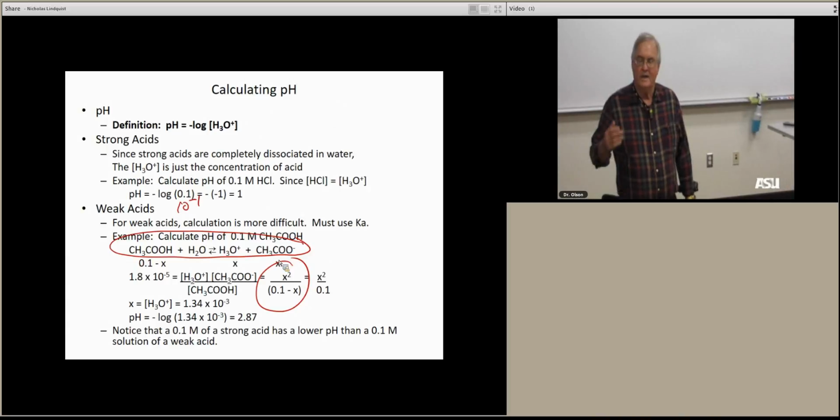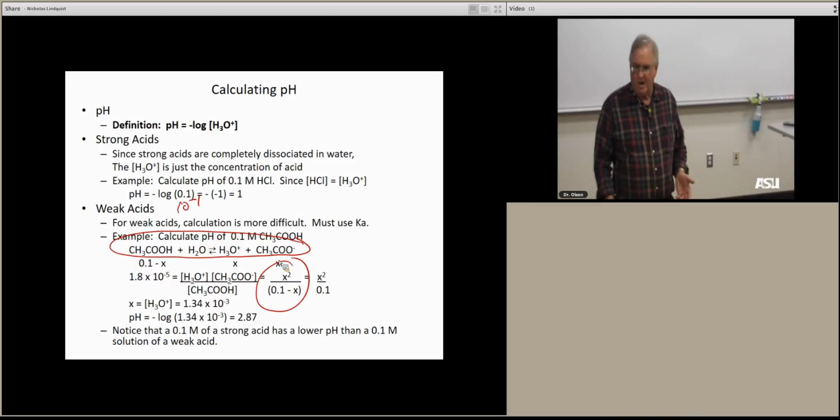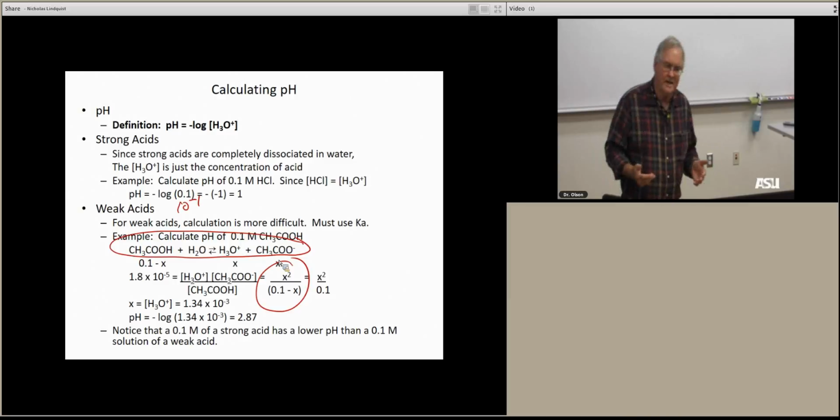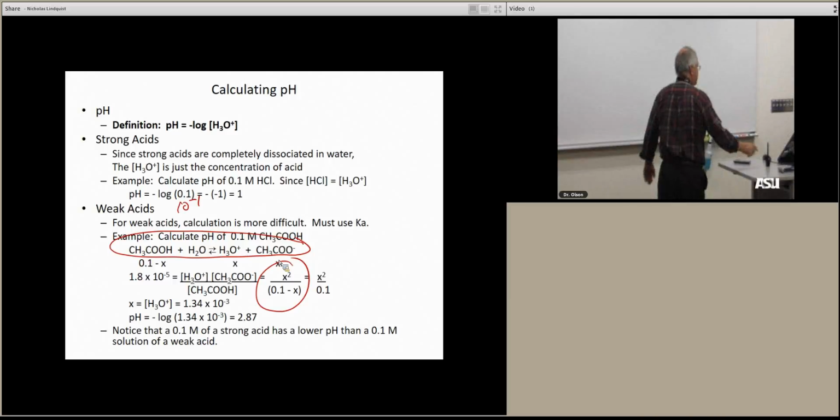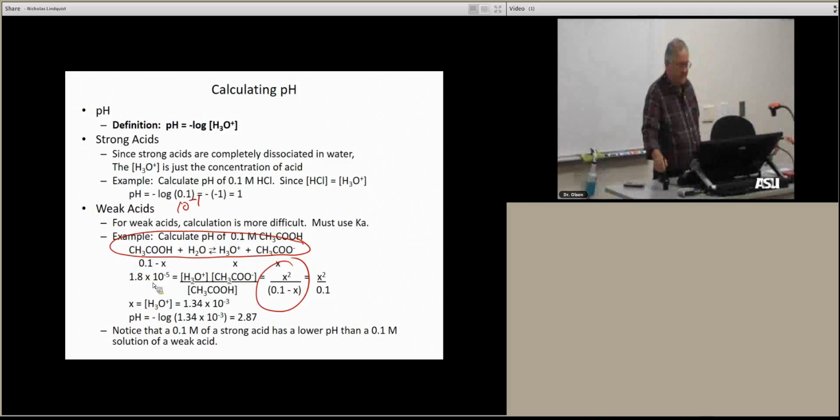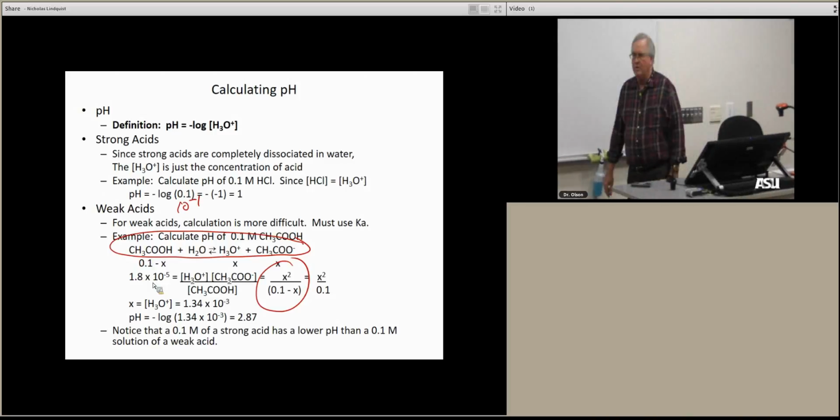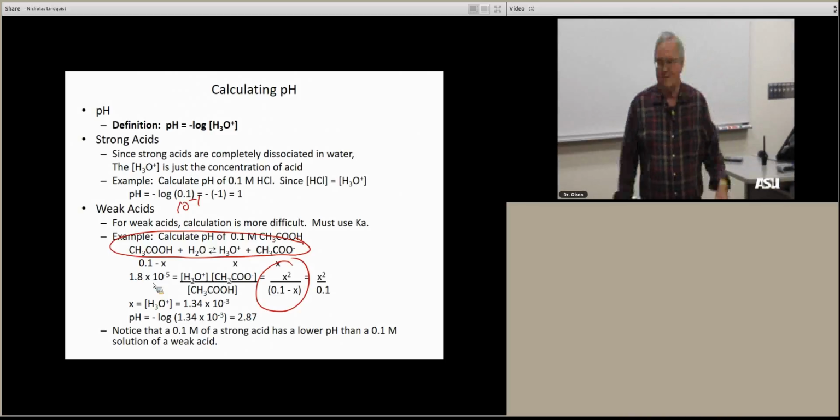So as a general rule of thumb, if the Ka is 10 to the minus 5 or smaller, then you can ignore X when you're talking about this. If the Ka is down in the 10 to the minus 2, 10 to the minus 3 range, if you ignore it, you're not necessarily going to get the right answer. Can I solve this equation without ignoring X? In other words, can I solve 1.8 times 10 to the minus 5 equals X squared divided by 0.1 minus X? Sure I can. That's a quadratic equation, so I can solve for X, just a little more complicated.